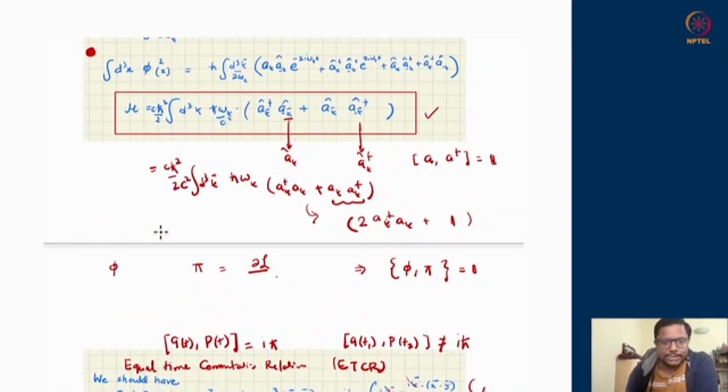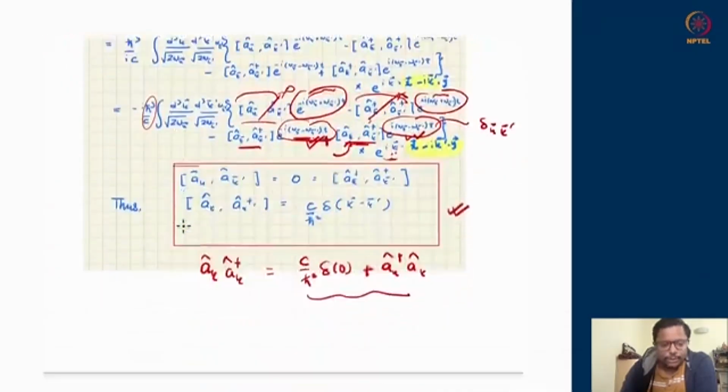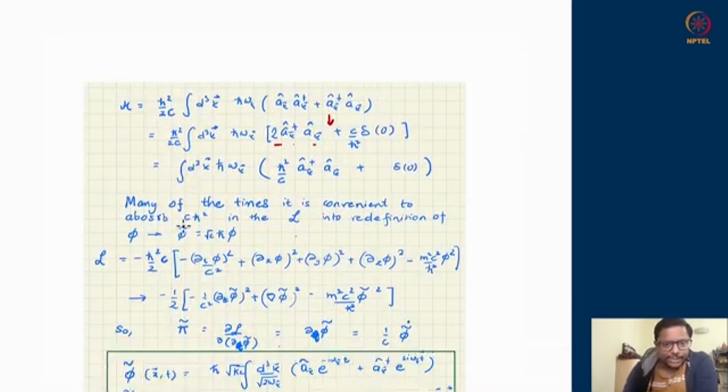Right. And this C square we had pulled out. So we had C h bar square upon 2C square. Ultimately outside I have a h square by 2C. So that's what would remain outside. And inside I will get twice of AK dagger AK plus C upon h bar square delta 0.